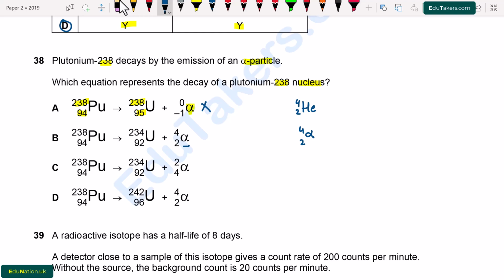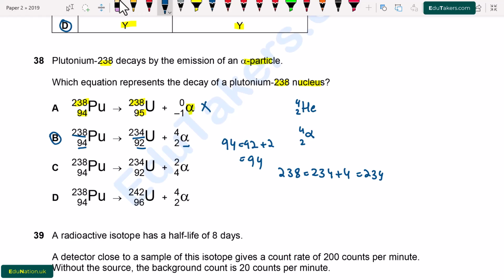We also check the others. The atomic number for Pu is 94. For uranium it is 92. Now we check: 94 is equal to 92 plus 2, which is 94. The mass number for uranium is 234 while the mass number for Pu is 238. So I write here 238 is equal to 234 plus 4, which is 238. It means that option B is correct because the atomic number and mass number on both sides of the arrow are the same. So option B is correct.